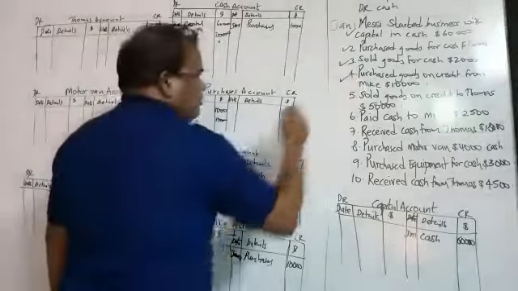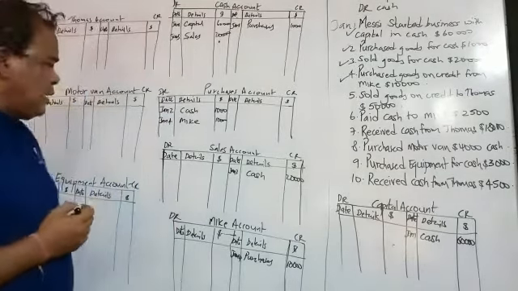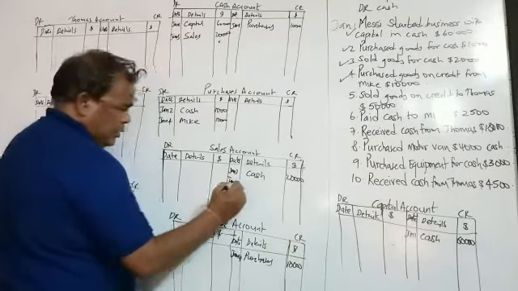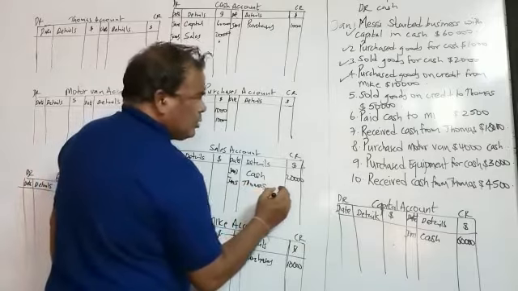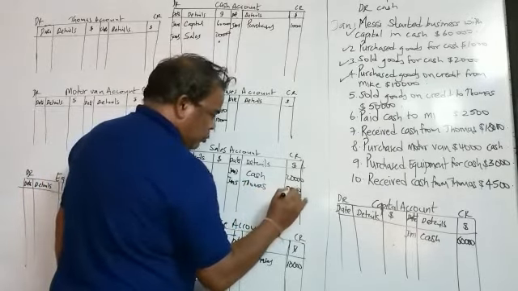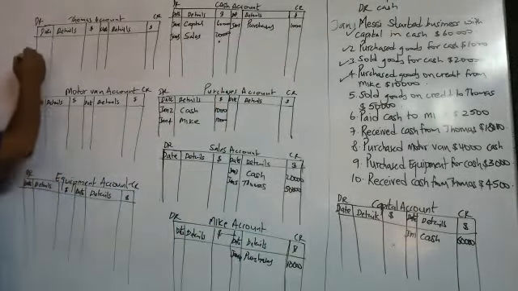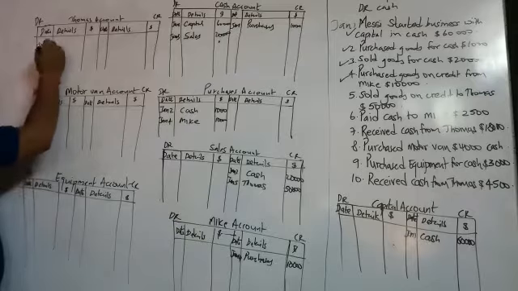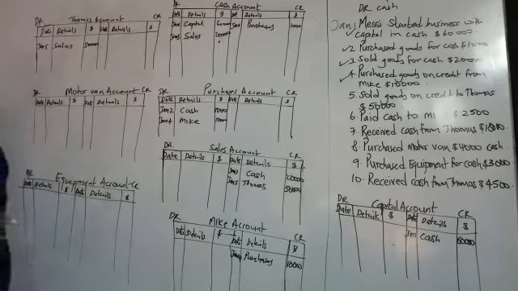This one is over. Now, sold goods on credit to Thomas. Sales, we have to credit, and debit Thomas. Sales, January 5, we write down Thomas, 50,000. Then we have to open Thomas's account. On the debit side of Thomas's account, we write down January 5, we write down sales, $2,000. So here we are.